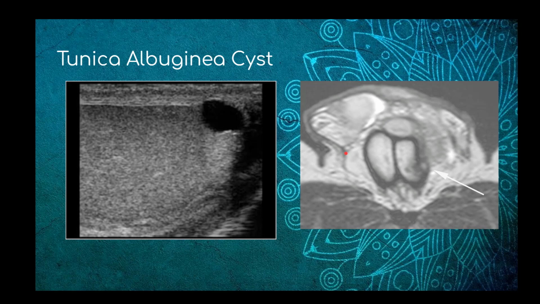We can also have Tunica Albuginea cysts. So these are going to occur anywhere along the Tunica Albuginea, so typically along the periphery of the testicle. We'll get just a fluid-filled pocket. So here it is on ultrasound. We can see here, this is it on CT. Again, it usually resides along the periphery coming from the Tunica Albuginea.